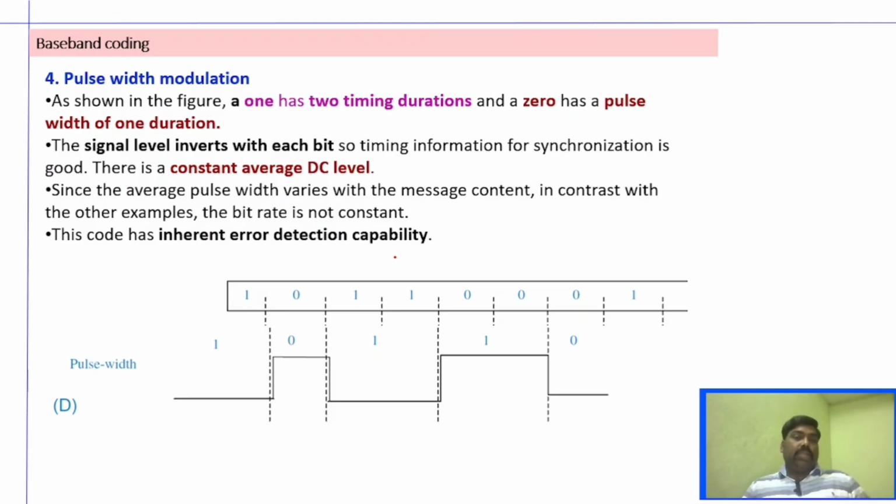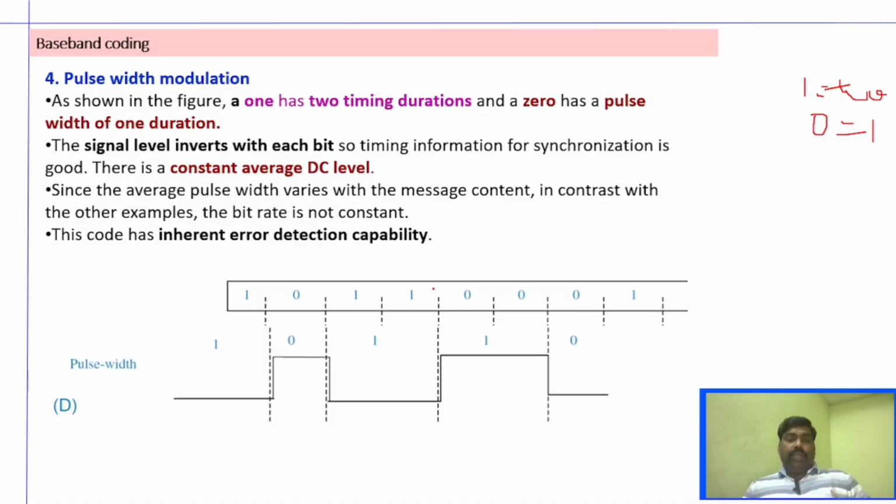In pulse width modulation, there is one particular rule: for one you will have two timing durations, and for zero you'll have only one. Another important thing is like biphase mark: it gets inverted at every transition, that is, there will be a transition at the start of each bit.